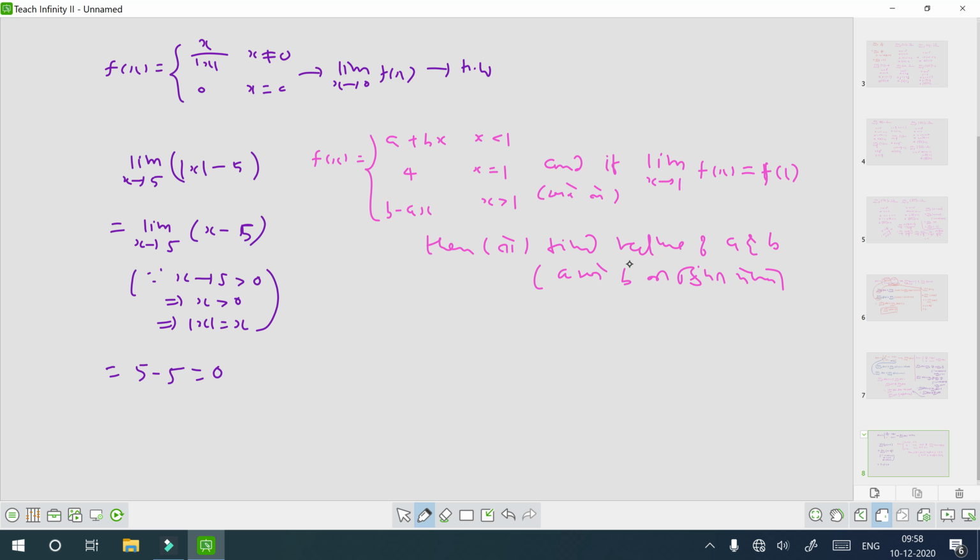Now see, a very interesting line on the next page. See, here it is given that limit x tends to 1 of f of x is equal to f of 1. That means this limit exists, that thing is given to us. So here the right hand limit exists, the left hand limit exists, and they are equal to f of 1. As this limit is given to us, this thing is given to us.